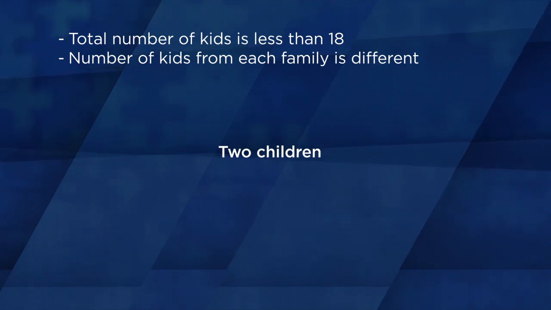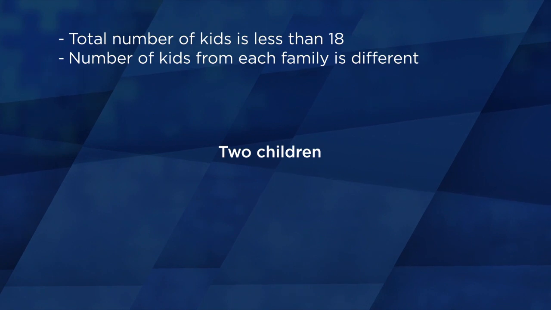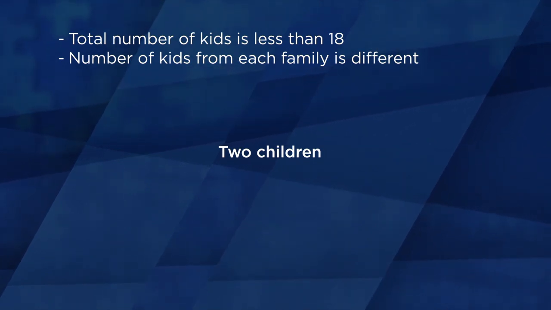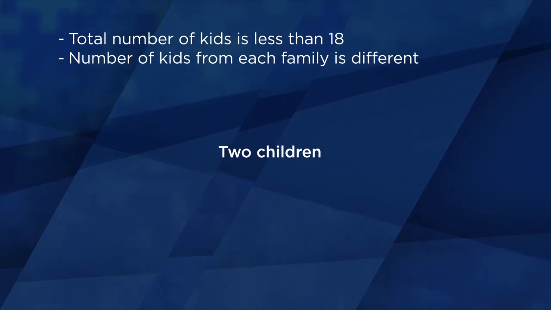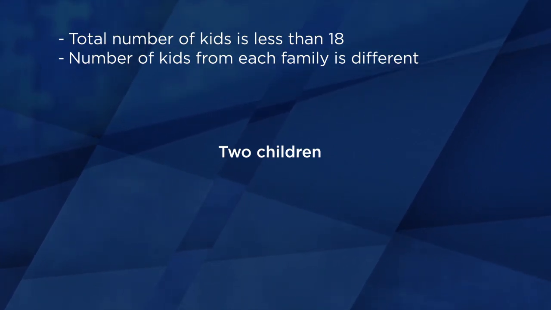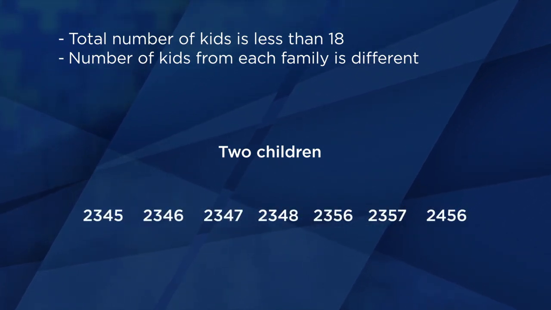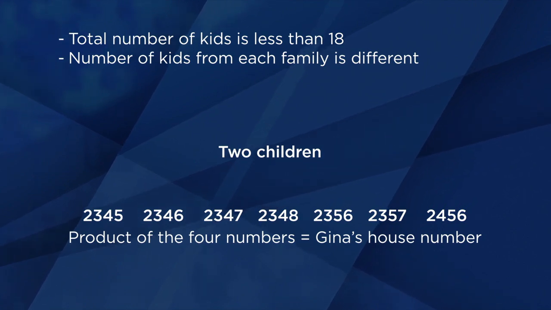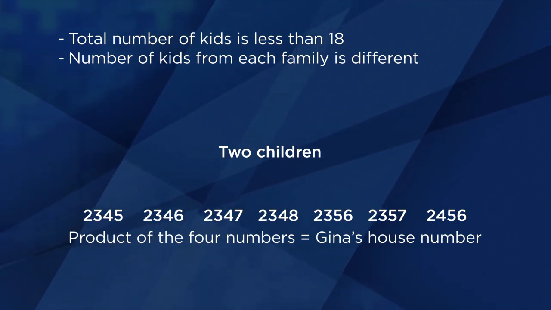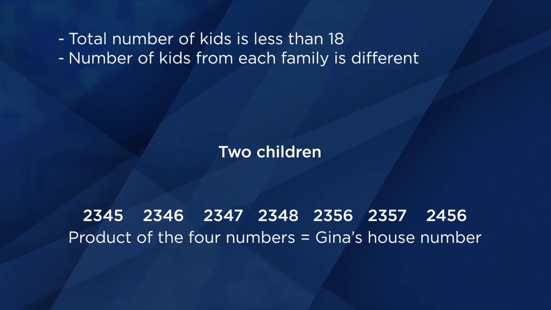Let's suppose the smallest family has just 2 kids. Then we need 4 different numbers, with the smallest being 2, whose sum is less than 18. With a little experimentation, we find that there are only 7 such sequences, and here they are. We also know that the product of the 4 numbers is Gina's house number, which Fred knows. Of course, we don't know the house number, but that doesn't matter. What matters is that Fred knows it.